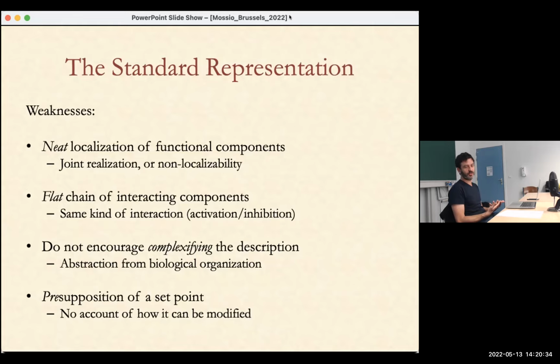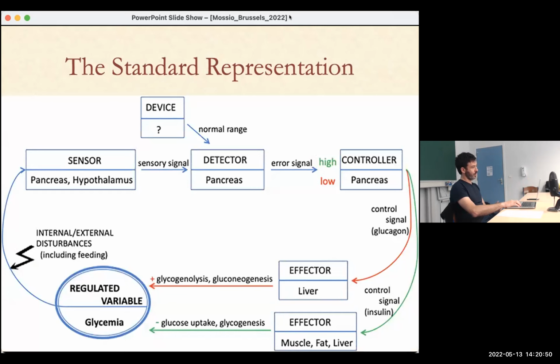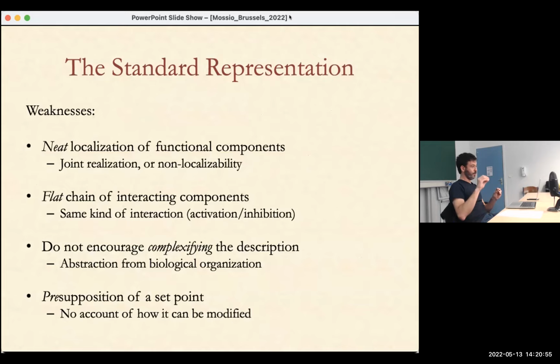The second point, which is conceptually more important, is that the representation is in a sense flat. We have a chain of interacting components that produce a loop, where the relations between the different functional objects are of one kind. Actually, there is one kind of interaction, which is in terms of activation or inhibition of one element in relation to the other, which is also one of the strengths and a typical aspect of the system. So the ontology, in a sense, is relatively simple. We have functional objects and activation-inhibition relations.